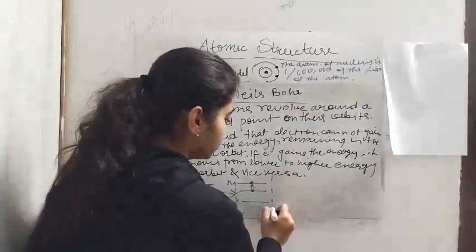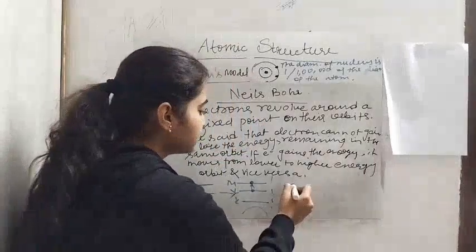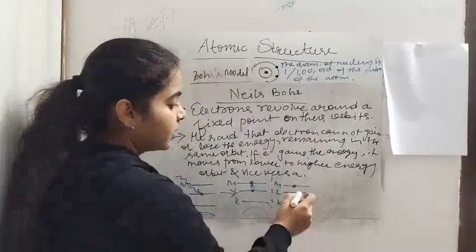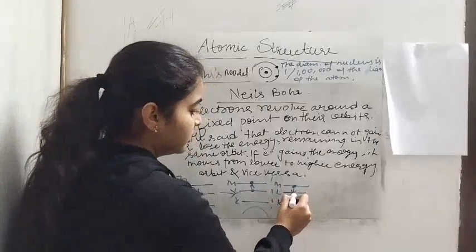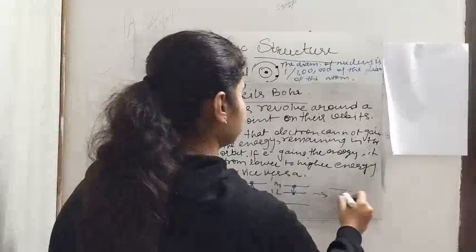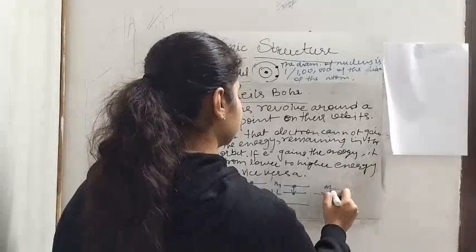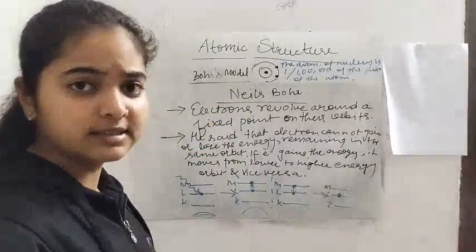In the same way, if the electron loses energy, now it is here in the M shell. Now if it loses the energy, it will move to the L shell. So this is the point of losing or gaining energy.